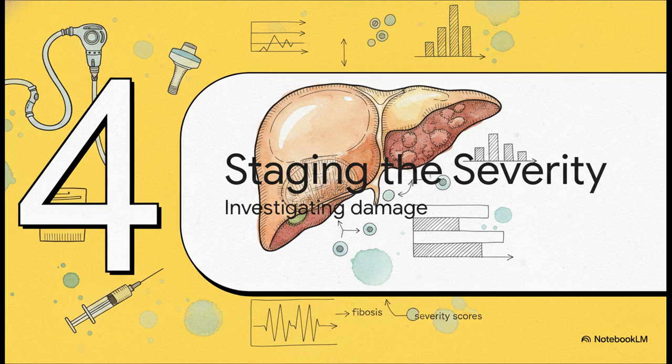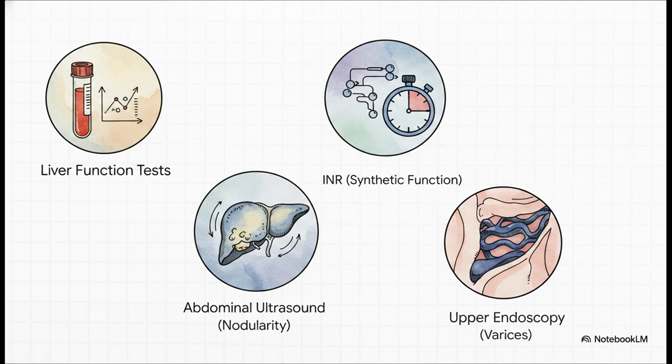Okay, so once you suspect cirrhosis, what's next? You have to confirm the diagnosis and, just as importantly, you have to stage how bad it is. And that's where our investigations come in. The workup always starts with blood tests. We look at liver function tests, or LFTs, to check for liver cell injury.